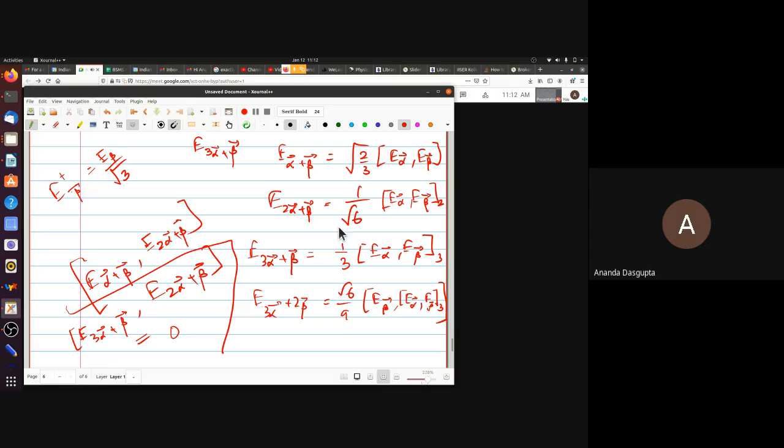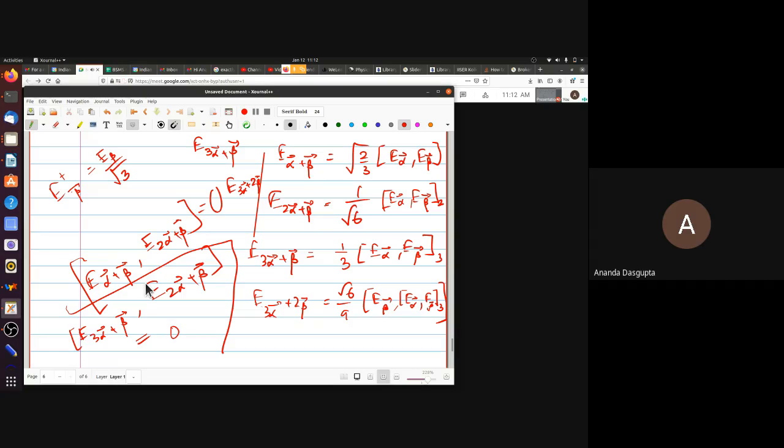Whatever disagreements we may have about this factor, whether Georgia's version is correct or my version is correct, whichever it is, you should be able to find out what factor sits in front of E3 alpha plus 2 beta by using the Jacobi identity carefully. Okay? And then, of course, there are negative roots with which you can figure out the rest.